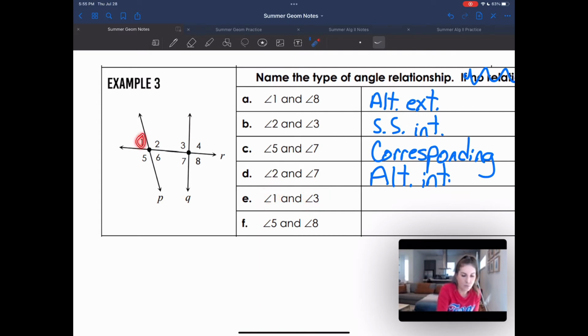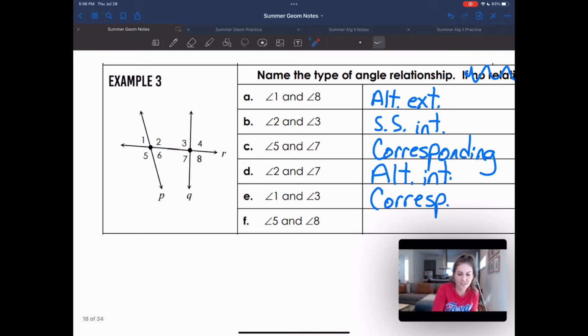Okay, next one, angles 1 and 3. Let's see, okay, 1 and 3. Here's our transversal. They are on the same side, but same thing as the one a couple problems up. One's on the interior, one's on the exterior, so this is going to be our corresponding. I'm just going to end it there.